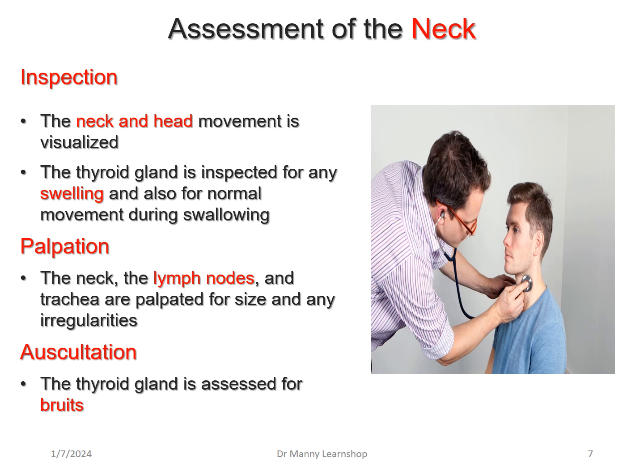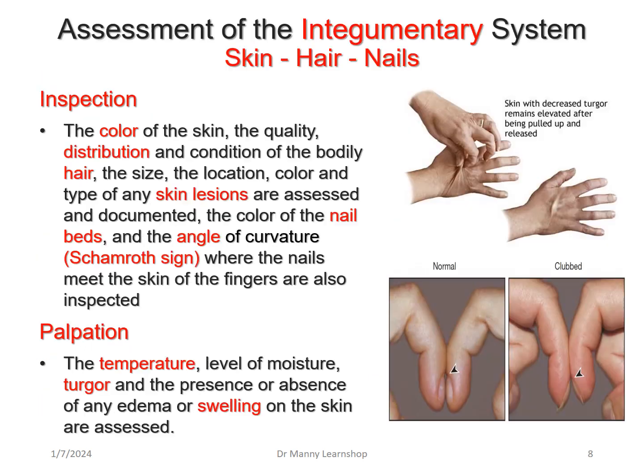Assessment of the carotid artery for signs and sounds related to bruit. Then we have assessment of the integumentary system. The integumentary system consists of skin, hair and nails. And the techniques that we use are essentially inspection and palpation.